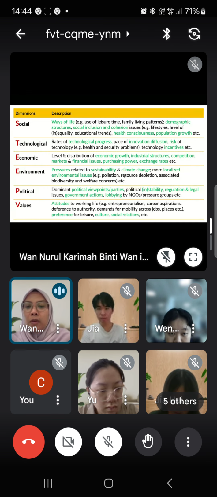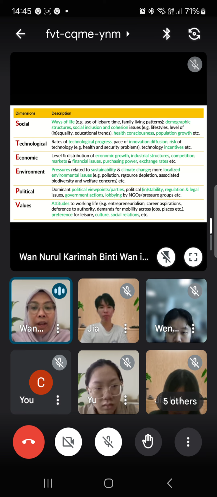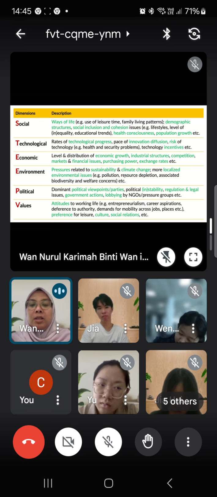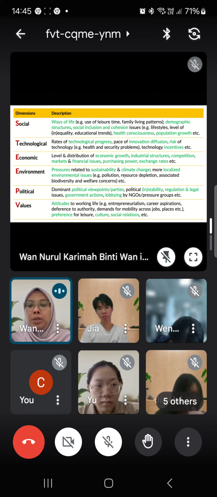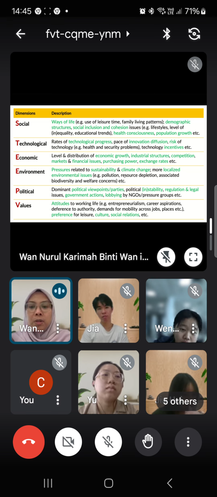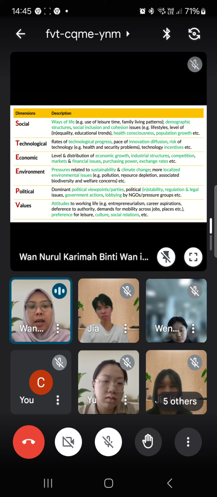And then economic: level and distribution of economic growth, industrial structures, competition, market competition, financial issues, purchasing power, exchange rates, and now the main issue related to economy is the tariff, right? So maybe you could also consider how the tariff war that is currently going on will affect future developments of a certain technology or the technology that you study for your PSM project. So the factors are not restricted to what I'm showing you here, but there can be many other specific factors under each dimension. Environmental factors are related to sustainability, climate change, environmental issues like pollution, resource depletion, resource use, associated biodiversity and welfare concerns, and political factors: political viewpoints, regulation, political instability, legal issues, government actions, lobbying, etc., and values.